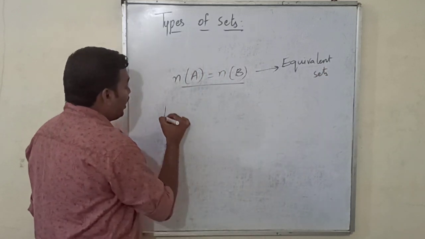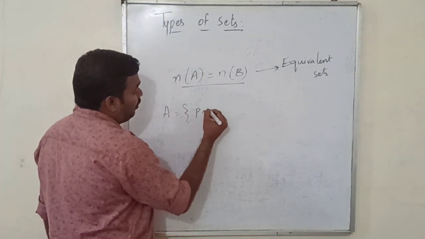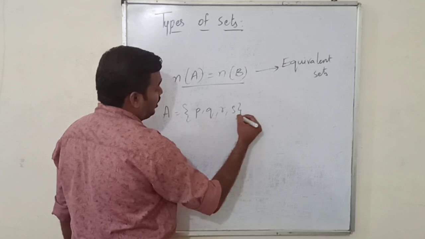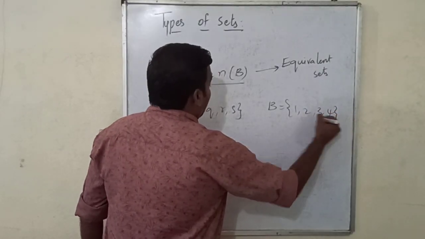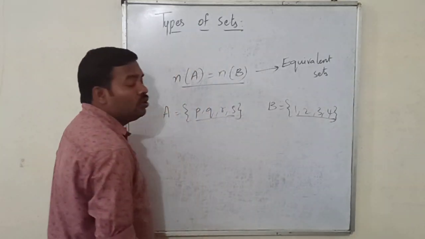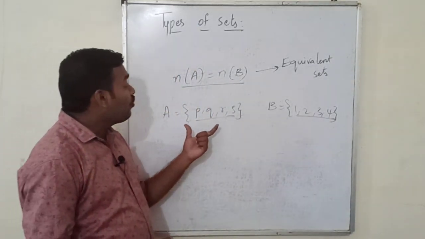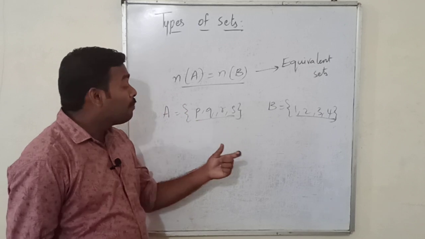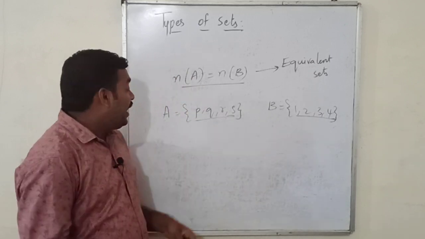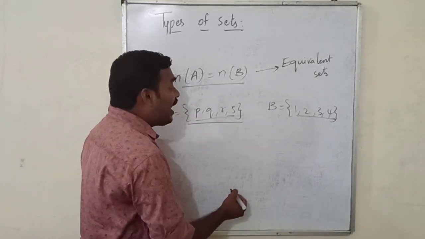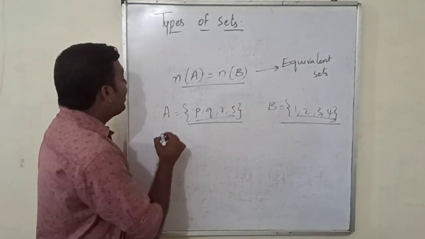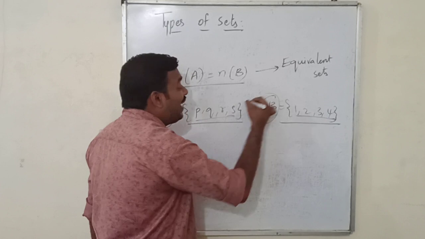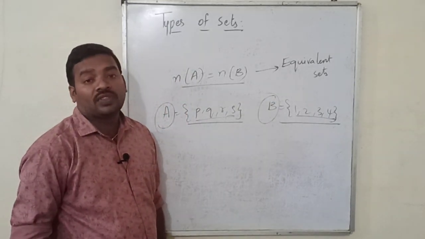That means if you have P, Q, R, S in set A and in set B you have 1, 2, 3, 4, these elements are nowhere related to each other, but the number of elements in A is 4 and the number of elements in B is 4. If they are the same, then we can say these two sets are equivalent sets.